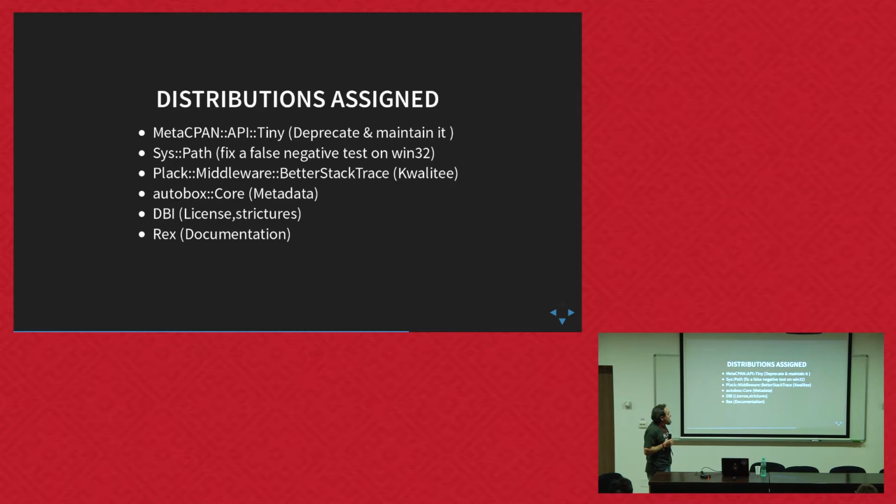I have some distributions. Well, I only skipped one time and stuck. Well, this month I will maintain the package because with the YAPC I couldn't do anything. But I got the MetaCPAN API, which was an author wizard, to deprecate, and I did the deprecation and received the maintenance of the Sys::Path. That was tricky because it was a false negative on a test on Windows machines, and it wasn't using the canonical path, and using the canonical path worked okay in both systems. So I sent it. That was the first one in a test.